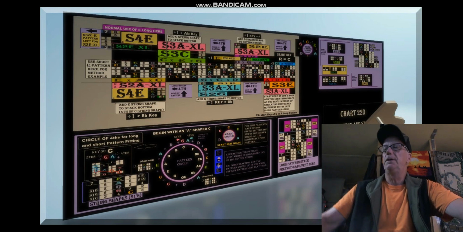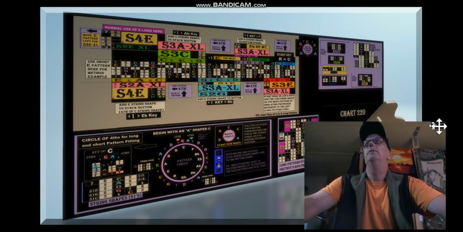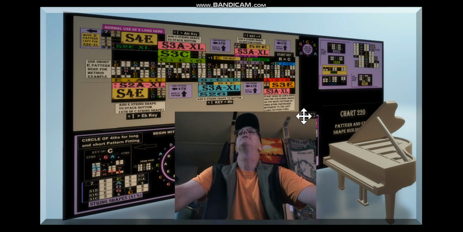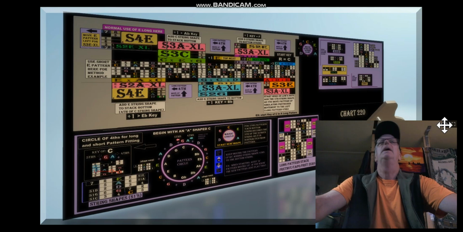Today's topic is going to involve chart 220 and 221, and to some extent maybe 219 if we have to check the patterns. The topic has kind of flourished into, oh, I don't have the title right there. I can't see it, there's a piano in the way. Patterns and shape building for keys. We're going to be working with the 12 keys now.